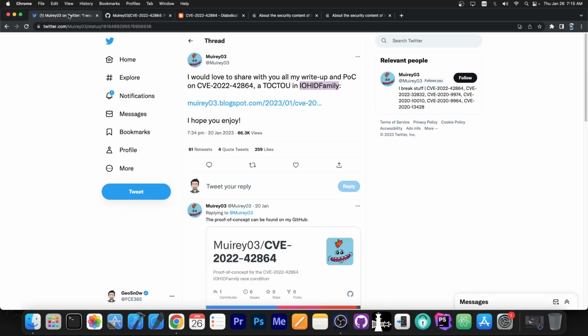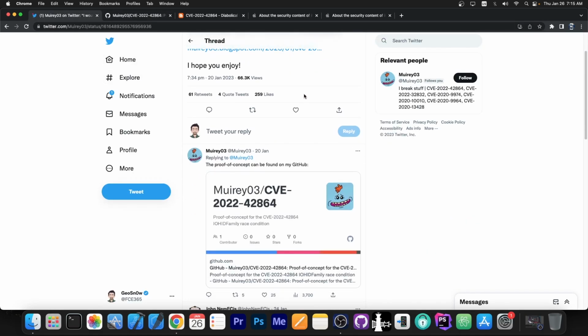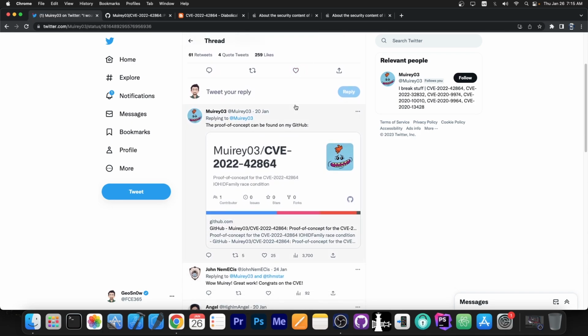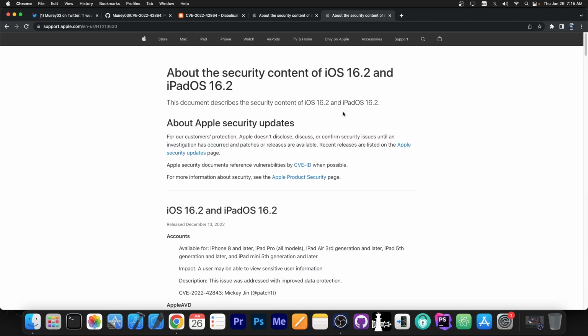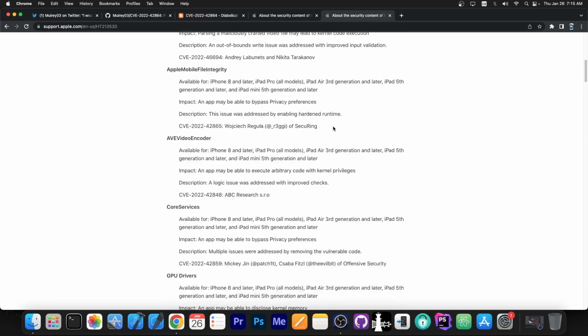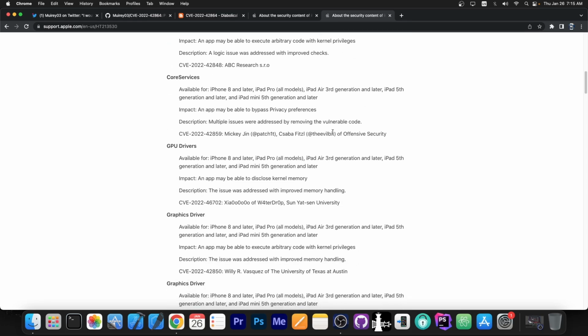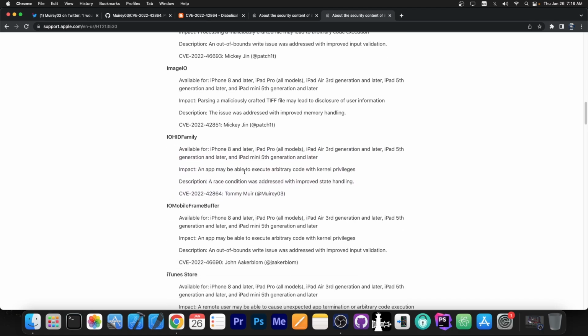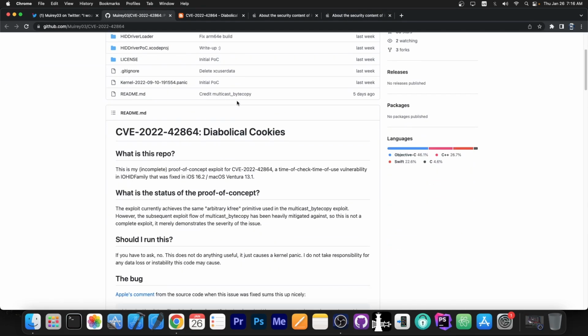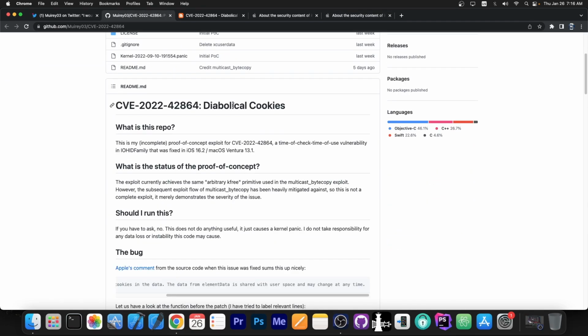I received this a lot in the last couple of days, especially since this works on iOS as well, and many people asked me if this could be used for jailbreak purposes. Taking a look at the security content of iOS 16.2, we can see that this vulnerability was indeed patched in 16.2. It says that an application may be able to execute arbitrary code with kernel privileges. Taking a look at the repo, we can see a lot more information.